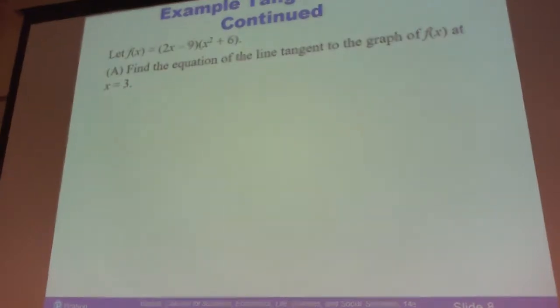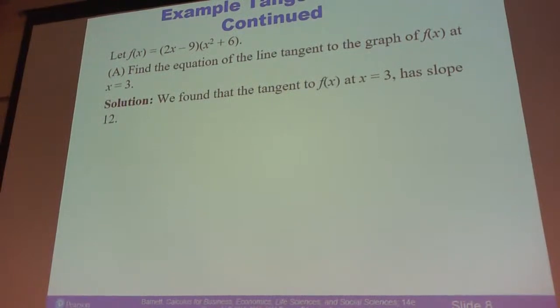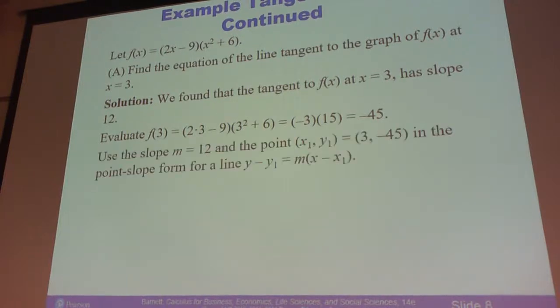So we know that we're finding 3. We know that the slope is 12. So I take 3, plug it into the original, and that gives us the point 3 comma negative 45. So if we have the point 3 comma negative 45, and we have the slope, which is 12, we plug into y minus y1 equals m times x minus x1. Plug in the point, plug in the slope, and we get the equation of the tangent line, y equals 12x minus 81.